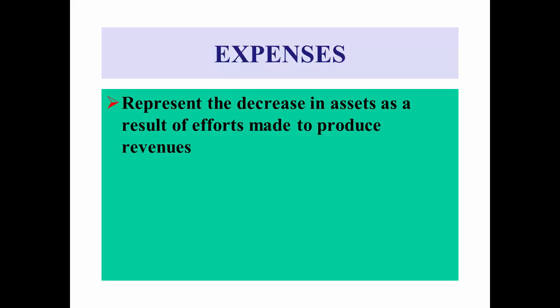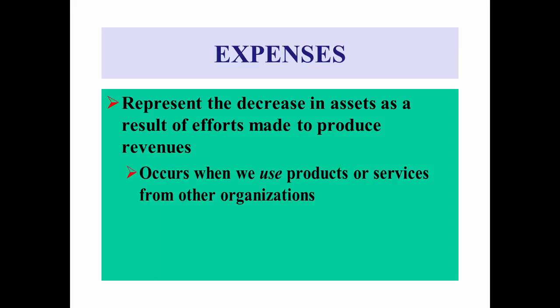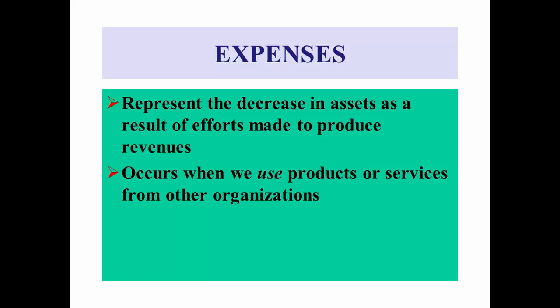Expenses represent the decrease in assets, and it happens when we use products, and it decreases owner's equity. Examples of expenses include rent expense. Now we talked about rent revenue when we sell the use of space. When we sell space to somebody else, we have rent revenue. Rent expense happens when we use space and we have to pay somebody else for it.